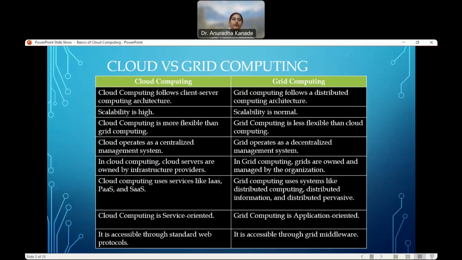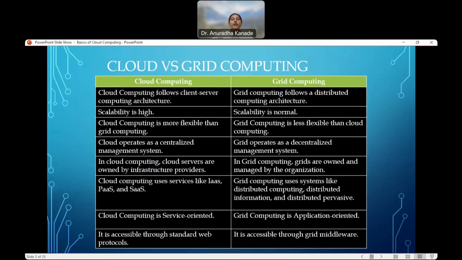Cloud computing operates in a centralized manner, whereas grid computing operates in a decentralized manner. The cloud servers are owned by the infrastructure providers or cloud service providers. They are maintaining and installing all the necessary applications or operating systems, and they are also ensuring the security of the data. So the entire responsibility is with the cloud providers. In case of grid computing, the grids are owned by the organization itself, and the organization is managing the grids.